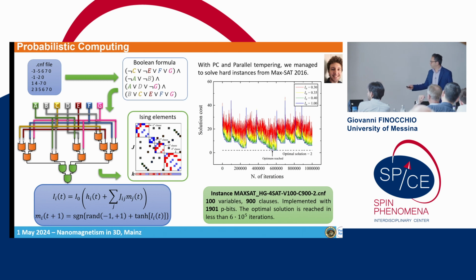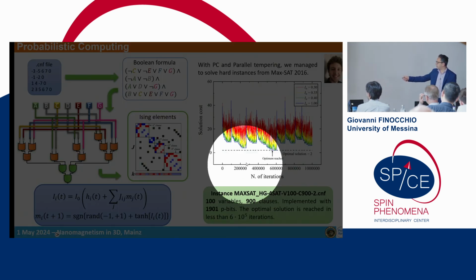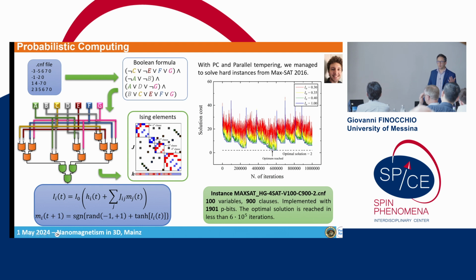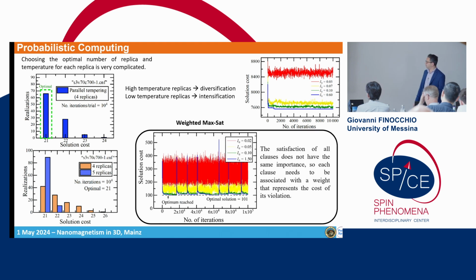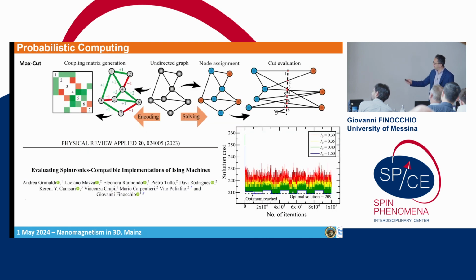And of course, here you use parallel tempering. You see from the colors, we have 4 replicas, but there's a lot of work trying to find the optimal number of replicas and the optimal temperatures. We were also able to solve more complex problems, like weighted MaxSAT. We also solved the MaxCut problem. So we can tell you that this is really very general. If you are able to have a very good Ising machine, you can map almost all combinatorial optimization problems.